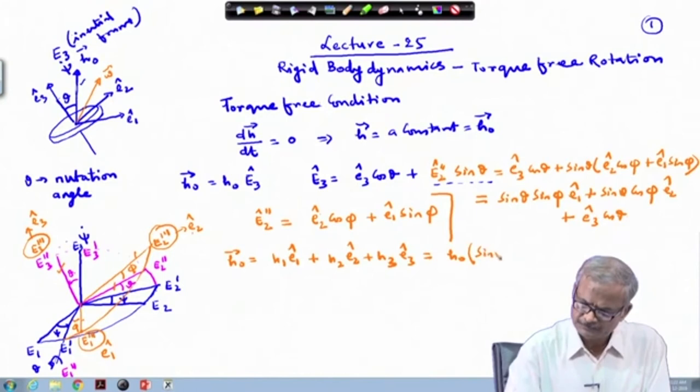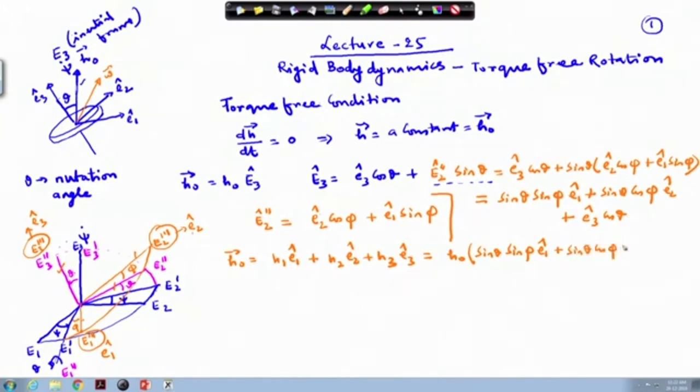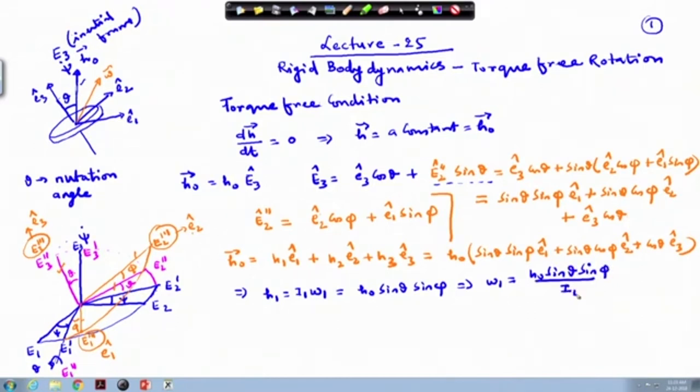So, this implies this quantity will be equal to H0 times cos theta times E3 cap. So, therefore, from here what we get, H1 equal to I1 times omega 1, this quantity is H0 times sin theta sin phi, and this implies omega 1 equal to H0 sin theta sin phi divided by I1, where we have written I1 equal to I2 equal to I, and I3 we are writing as I0. So, this is the assumption of the symmetric rigid body we have taken.